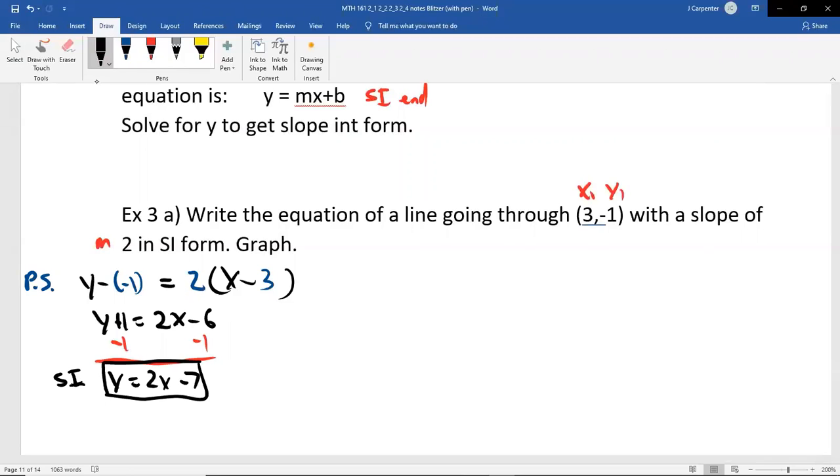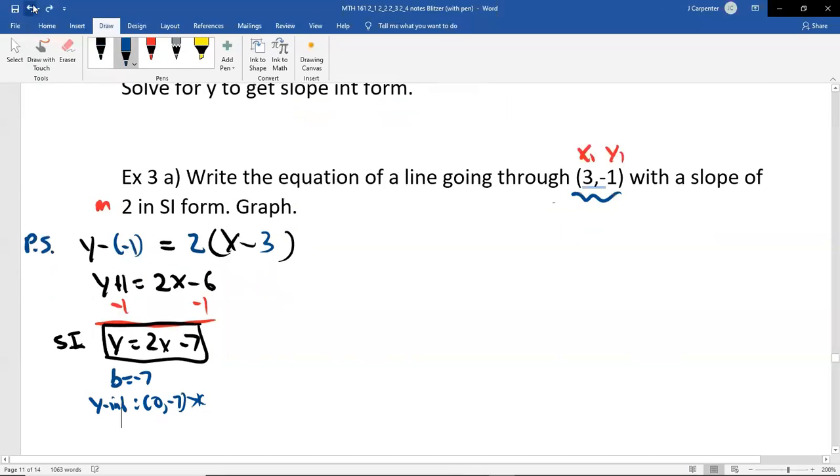And then we were asked to graph. Now, they gave us this point right here, 3 comma negative 1. Now that we're in slope-intercept form, you can confirm that the slope is still 2. Well, that's good. You can say, all right, that's a negative 7, so your b is negative 7. Thus, your y-intercept is 0 comma negative 7. So you could actually use this point and this point to make your graph. You could just plot 3 comma negative 1. You can plot 0 comma negative 7. And boom, connect, you're done.